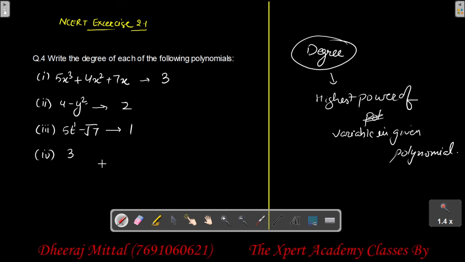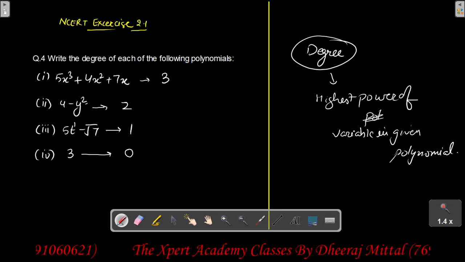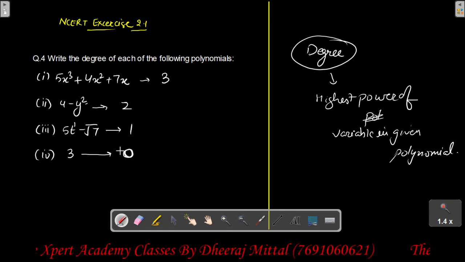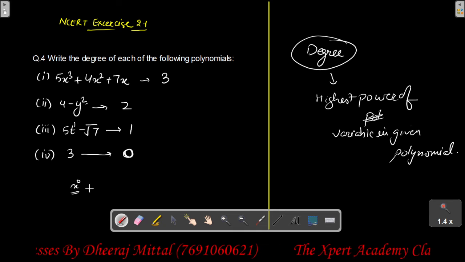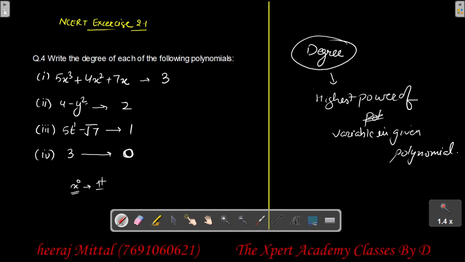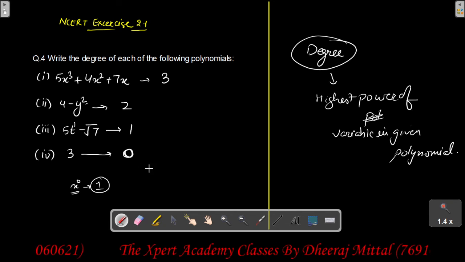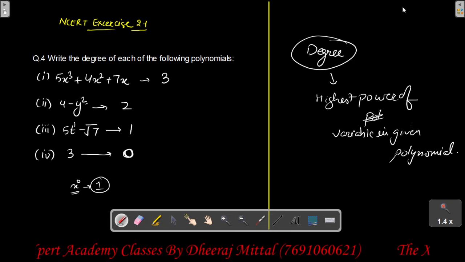Now this is a constant polynomial, and we have already discussed that the degree of a constant polynomial is 0, in which no variable is there. The variable power is 0, so when we put it as 1, 3 into 1 will be 3. So its degree will be 0. So this was question number 4.